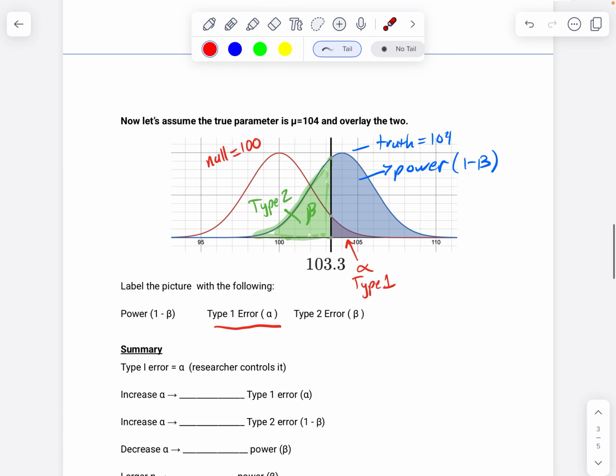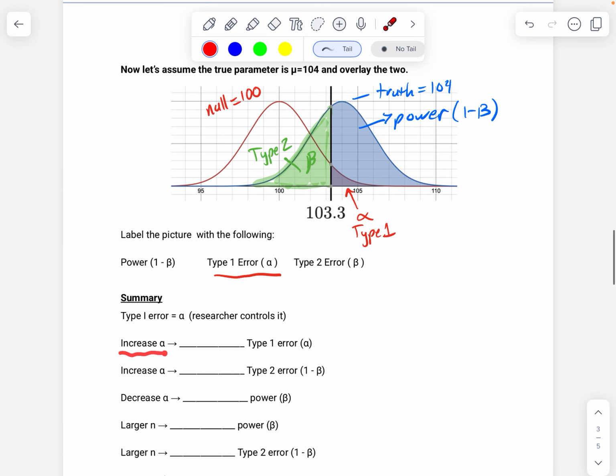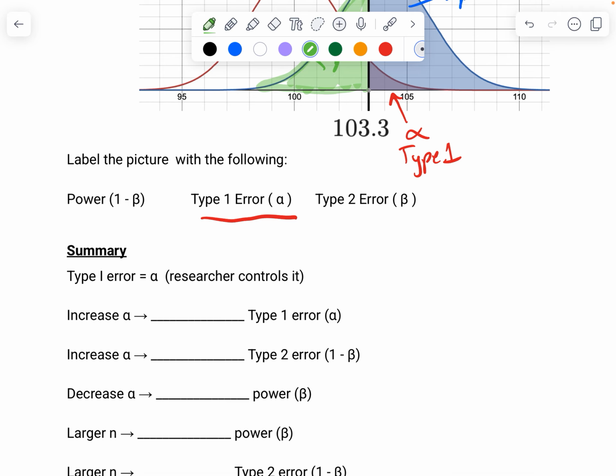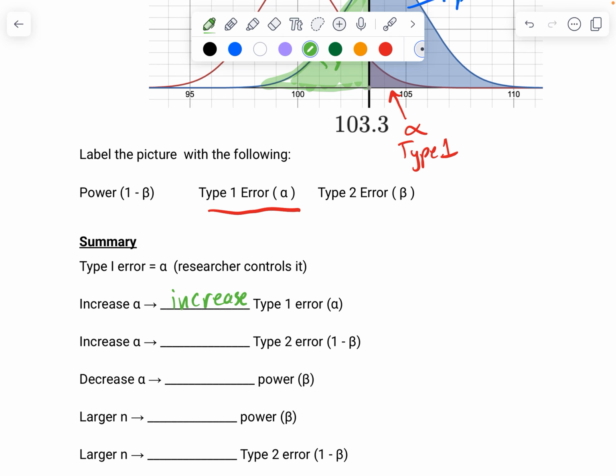How about this? What happens if alpha gets bigger? What happens to the probability of a type 1 error? Well, I just kind of said that, right? If alpha gets bigger, you increase a type 1 error. Alpha is the probability of a type 1 error. If you increase alpha, what happens to the probability of a type 2 error?